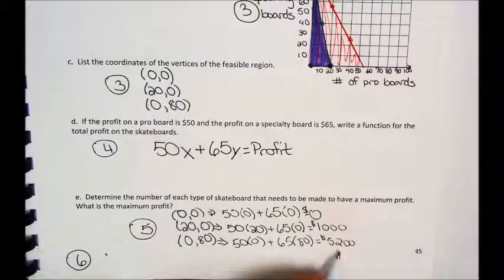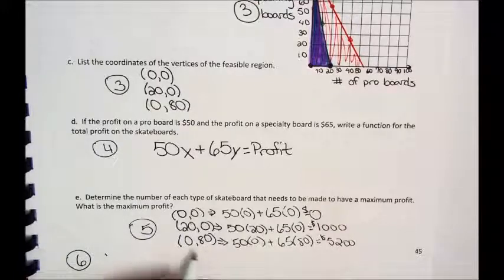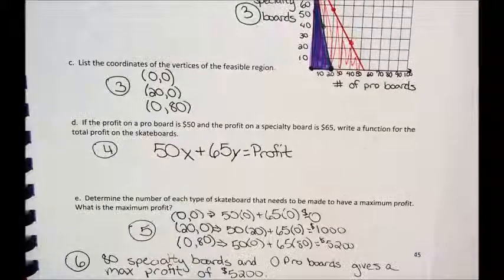Since $5,200 gives me the maximum profit I could make, that means that I need to make 0 pro boards and 80 specialty boards. Think of step 6 like the email that you would send to your boss indicating what your recommendation would be. You would tell your boss to make 80 specialty boards and 0 pro boards to get a maximum profit of $5,200.